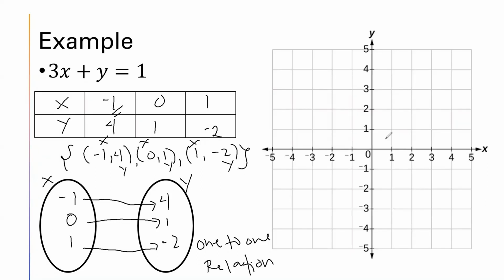So negative 1, 4. The value of x is negative 1. This is the negative 1. And y is 4. 4 is here, positive 4. So negative 1, positive 4. So draw a dot. Next, we have 0, 1. So this is 0 of x. This is 1 of y. Draw a dot. 0, 1. Now, next, 1, negative 2. This is 1. Y is negative 2. Okay, then draw a straight line.